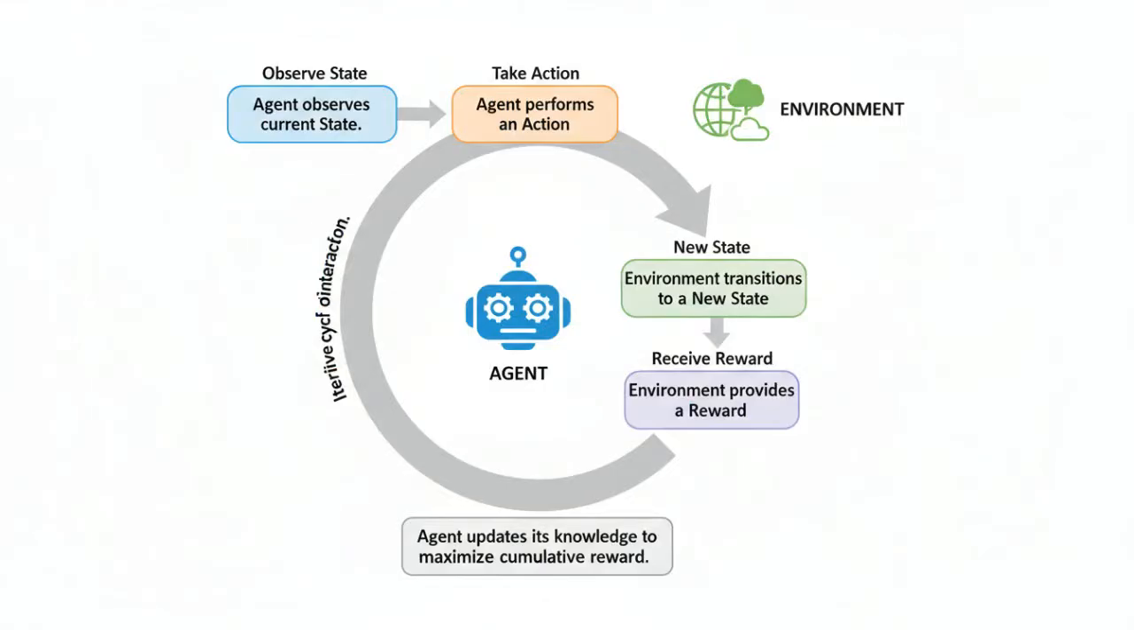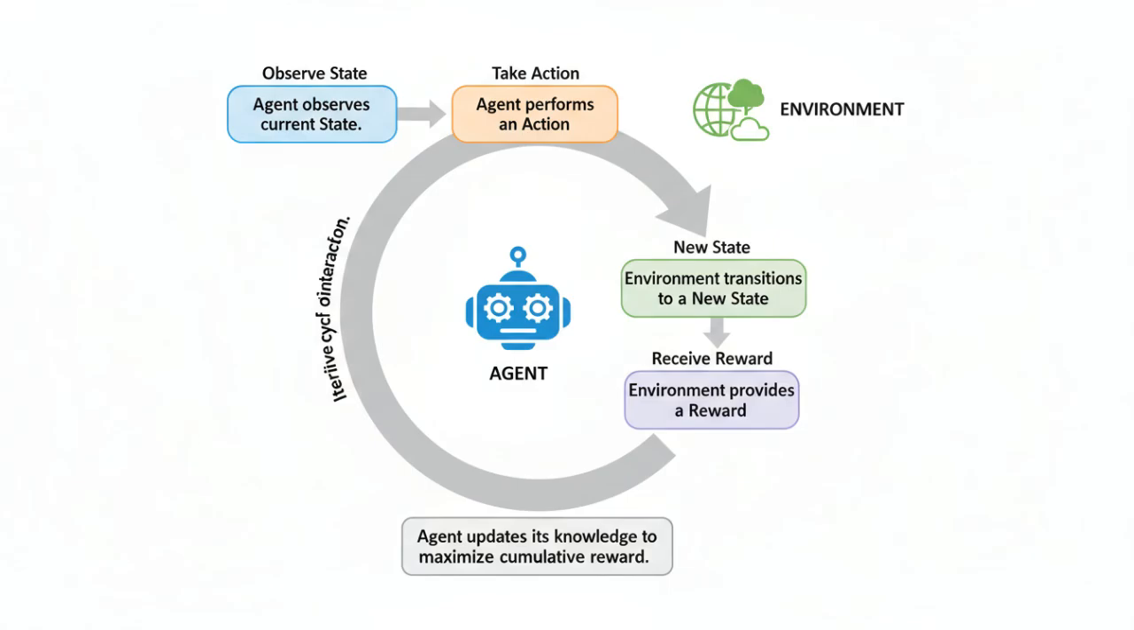The learning process in reinforcement learning is fundamentally iterative and driven by continuous interaction, much like a child learning to ride a bicycle. It begins with the agent observing the current state of the environment. Based on this observation, the agent selects and performs an action. This action then causes a change in the environment, leading to a new state, and the environment provides a reward signal, which could be positive, negative, or 0, indicating the desirability of the action taken.